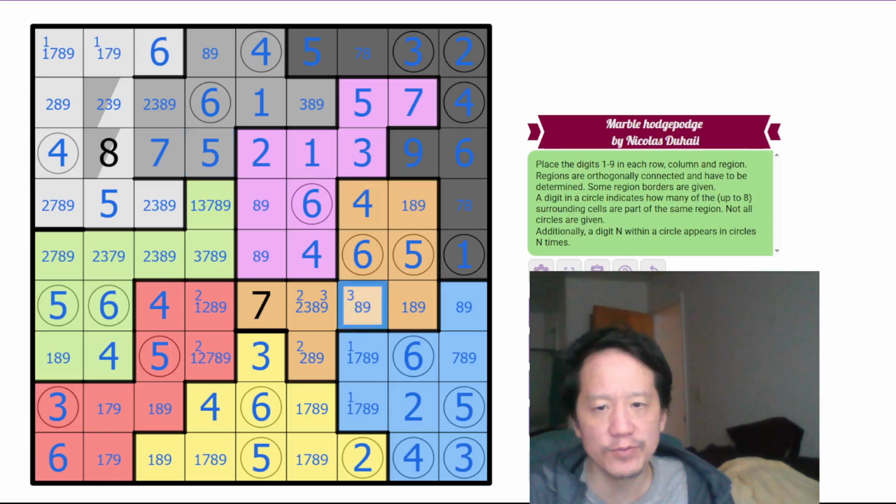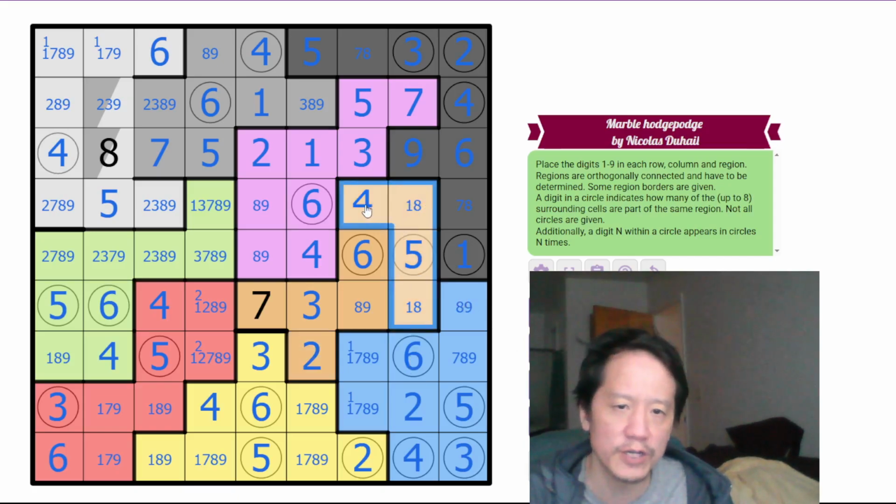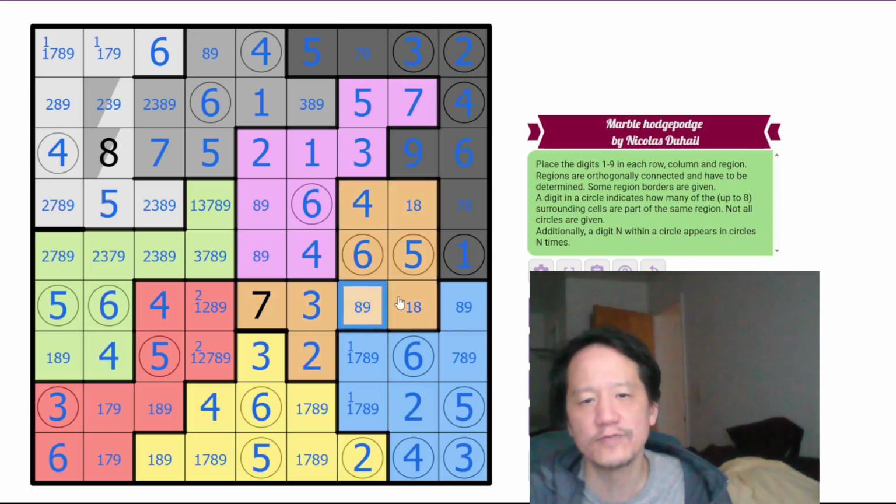This can't be 3 because of the 3 in the column. Therefore, where's the 3 in row 6? It must be here. Where's the 2 in the orange region? It must be here. This 9 means this can't be 9, and this can't be 9. We have a 1, 8 pair in the orange region, which eliminates 1 and 8 in the rest of the region. Therefore, this can't be 8.